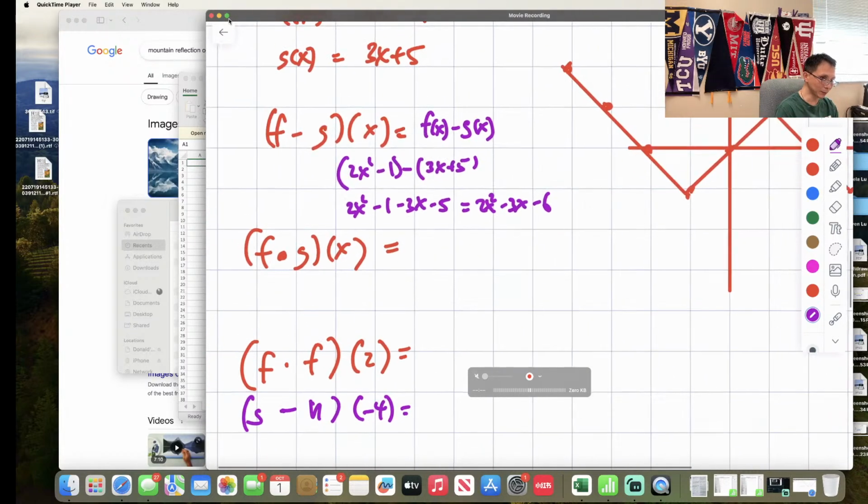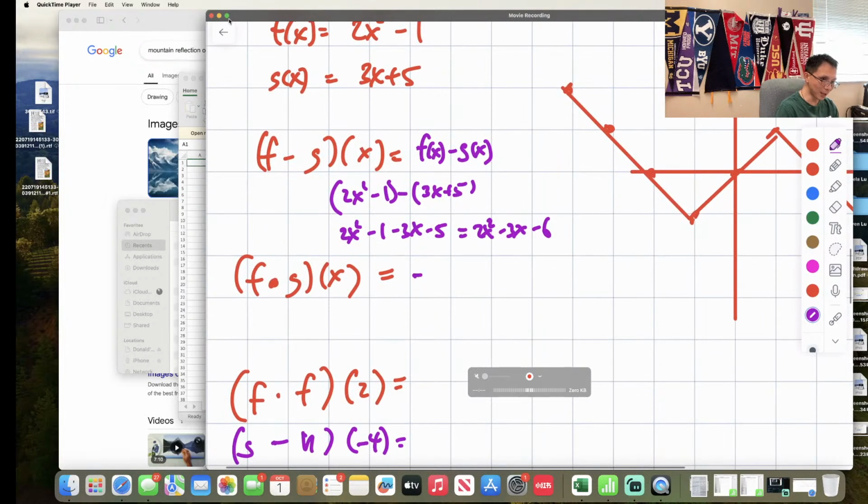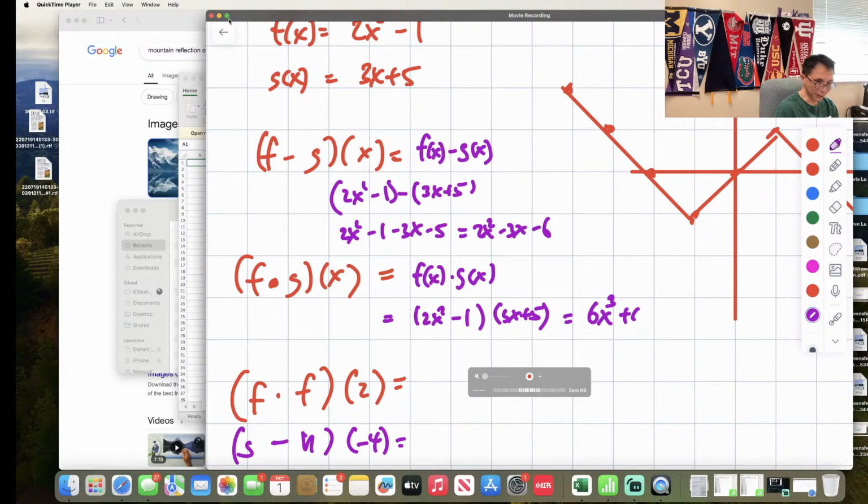Okay, second one. It says f of x dot g of x. This means 2x squared minus 1 times 3x plus 5. And now you're just going to distribute. So that's going to give you 6x cubed plus 10x squared minus 3x minus 5. Did everybody get that? It's no problem, right? Is this okay?